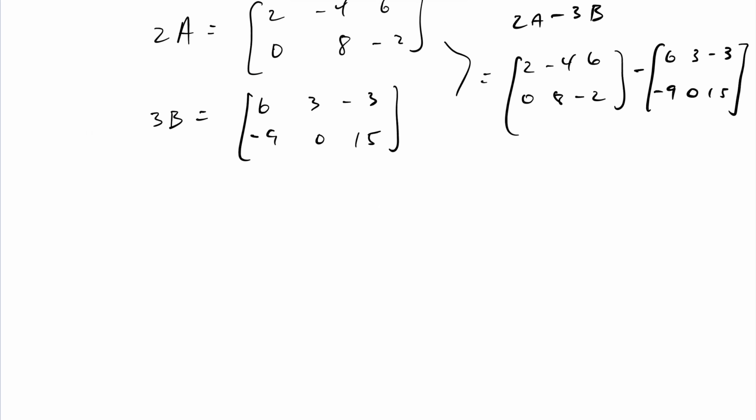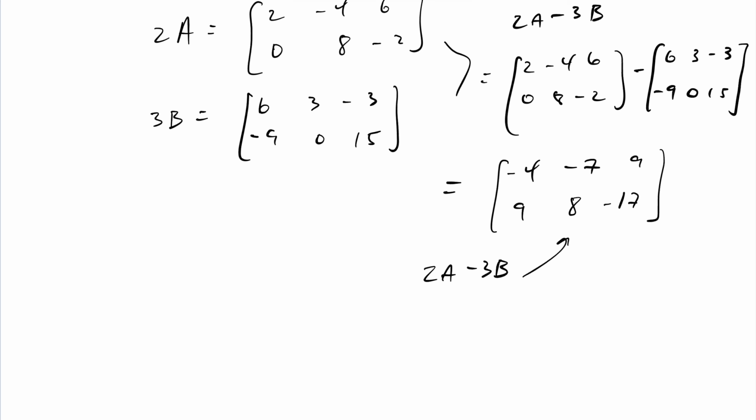Okay, and now subtracting these up here, you end up getting here, if you take a look here, we're going to go 2 minus 6. That's going to give me a negative 4. Then I'm going to go ahead and take negative 4 minus 3 is going to generate a negative 7. Then I have 6 minus negative 3 is 9. Then 0 minus negative 9 is 9. And then 8 minus nothing is 8. And lastly, negative 2 minus 15 gives me negative 17. So it turns out that 2A minus 3B generates a 2 by 3 matrix having the following entries.